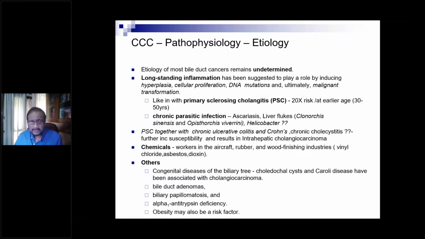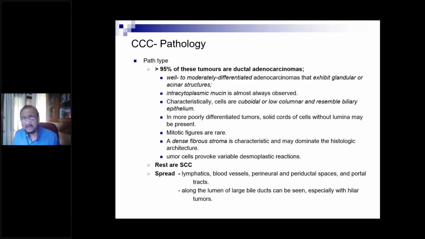The other predisposing scenarios could be congenital disease of the biliary tree, like for example choledochal cyst. Remember we said that excision has to be done. If we're just doing a bypass, that patient will be susceptible to cholangiocarcinoma. So choledochal cyst, Caroli's disease, bile duct adenomas, which we just talked about, biliary papillomatosis, alpha-1 antitrypsin deficiency, and obesity. These could all be predisposing factors for the development of cholangiocarcinoma.